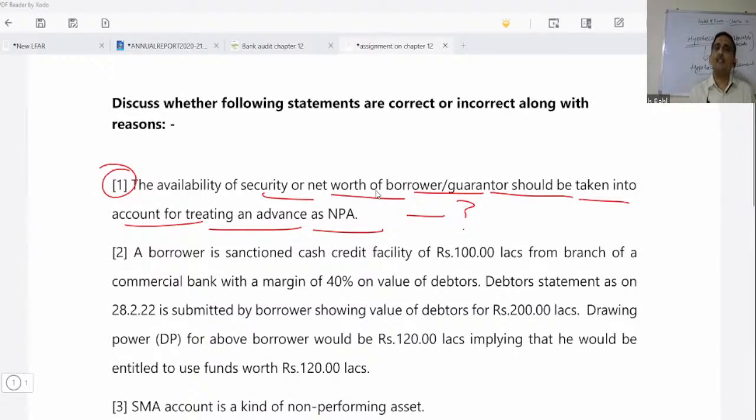So the basic meaning is that the availability of security should be taken into consideration for treating an account as NPA or not. So the statement states that the availability of security or net worth of borrower should be taken into account for treating an advance as NPA. Now whether this is correct or incorrect.